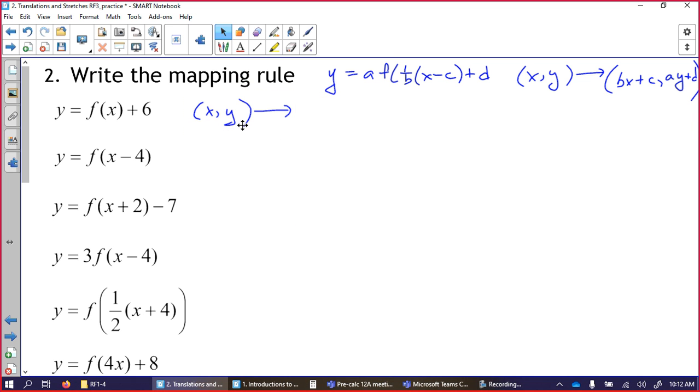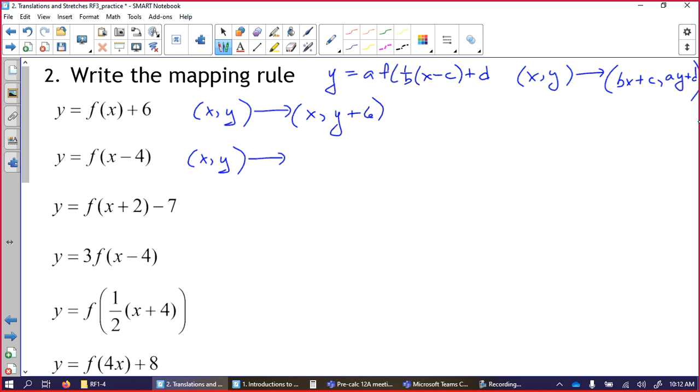So f of x plus 6, well, that's the d part. There is nothing for the x. If there's no transformations on one of the variables, x goes to x. You wouldn't do anything. There's no number in front, so this would just be y plus 6. The whole graph is shifted up 6.